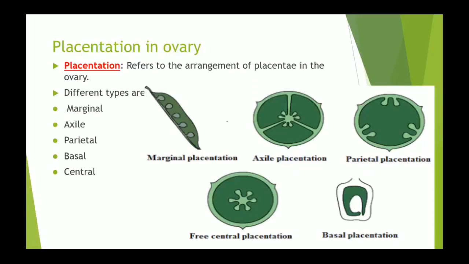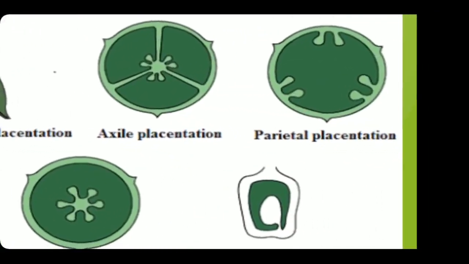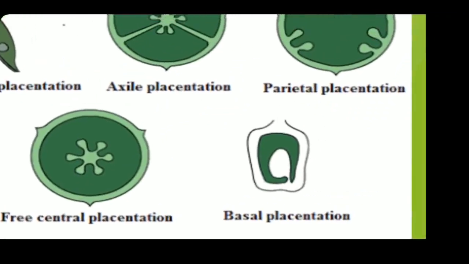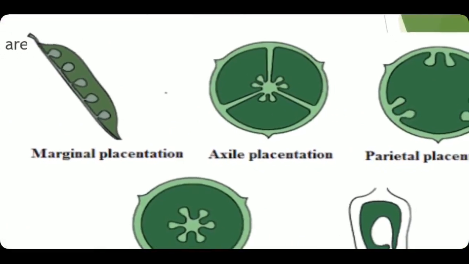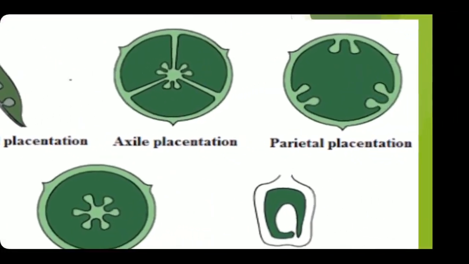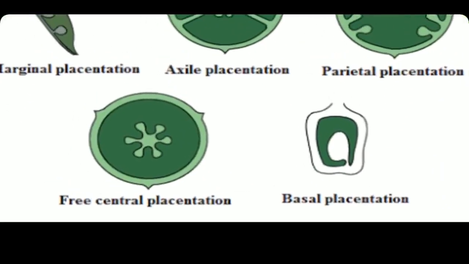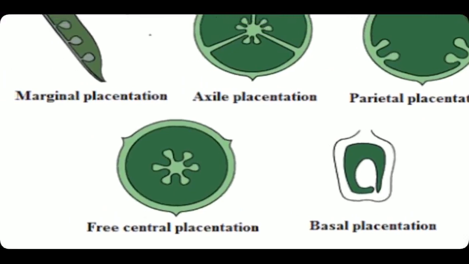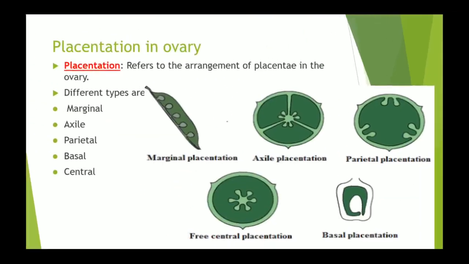It is of different types: marginal, axile, parietal, basal, and free central. In the marginal type, all the ovules are arranged on the margin side. Axile placentation means on the axis side. Parietal means on the periphery. Free central placentation means at the central region, freely at the center. And basal placentation means at the basal region of the ovary. So this is the last topic.